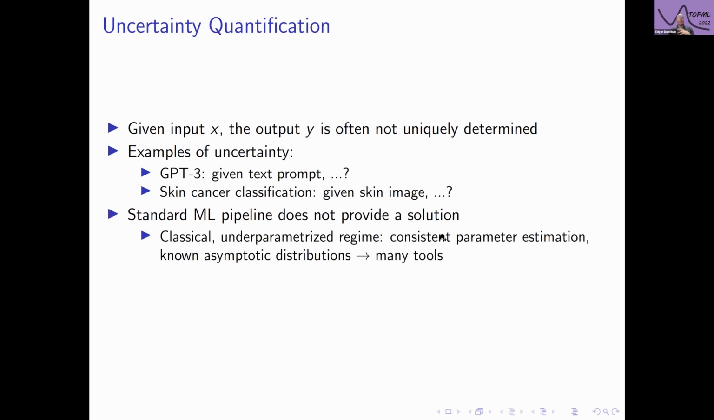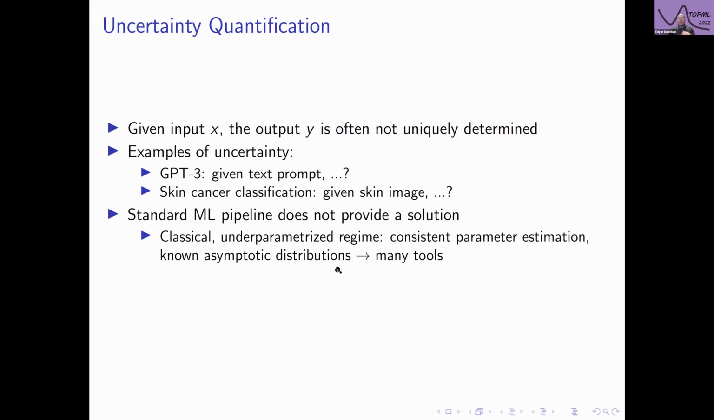So I'd like to contrast here sort of what we know from the classical, maybe statistical literature, where we may formulate a model and we may be able to have a consistent estimate of the parameters, which may also have some known asymptotic distributions.